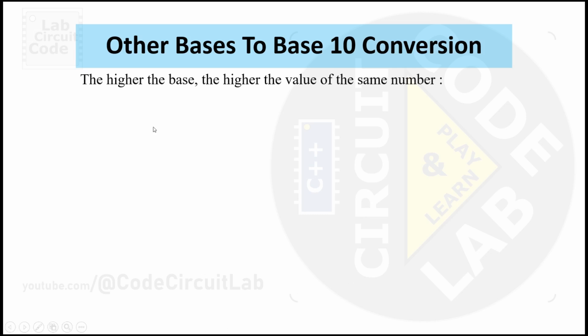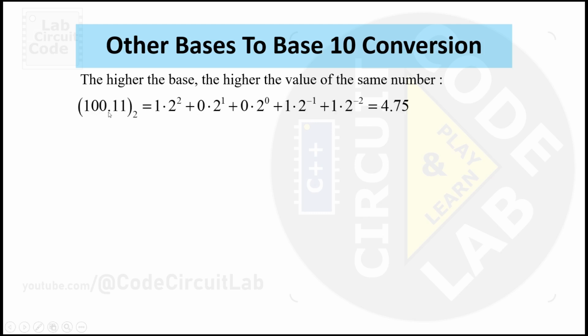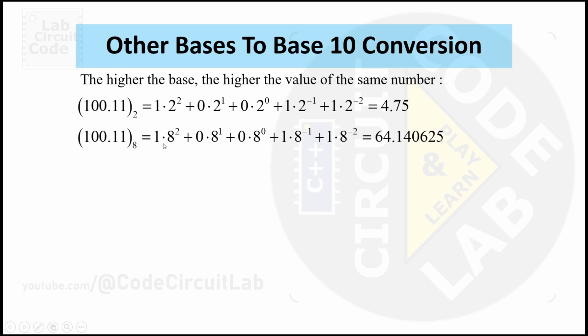One thing to remember is that the higher the base, the higher the value of the same number. Let's say we have the number 100.11 in base 2. It adds up to 4.75. If the same number was in base 8, it would be 64.14, which is rather higher than base 2. Although the number itself is the same, the base causes the increase.